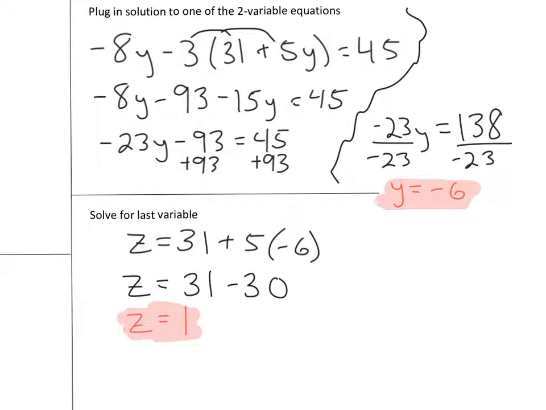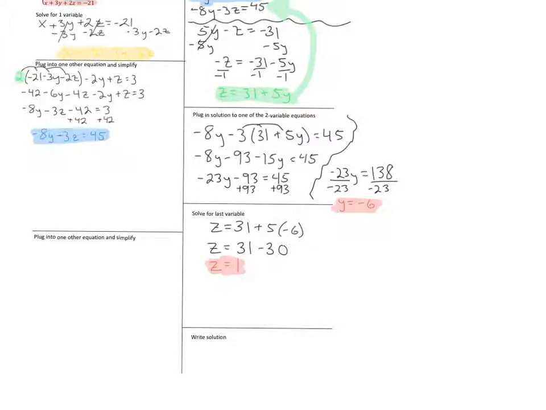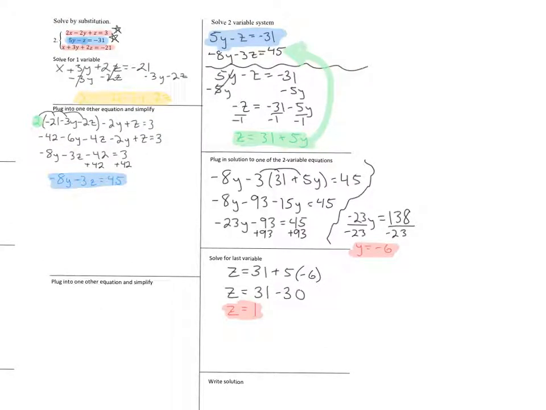Now I have 2 red pieces of information, and that should allow me to go ahead and find my last remaining value, which is my x. Now guys, we used an equation back in the beginning. We used that gold one, right? That gold one is what we're going to use to solve for x, because it's set up beautifully for us. So what I'm going to do is plug in what I know. I have x is equal to negative 21 minus 3 times negative 6 minus 2 times my 1.